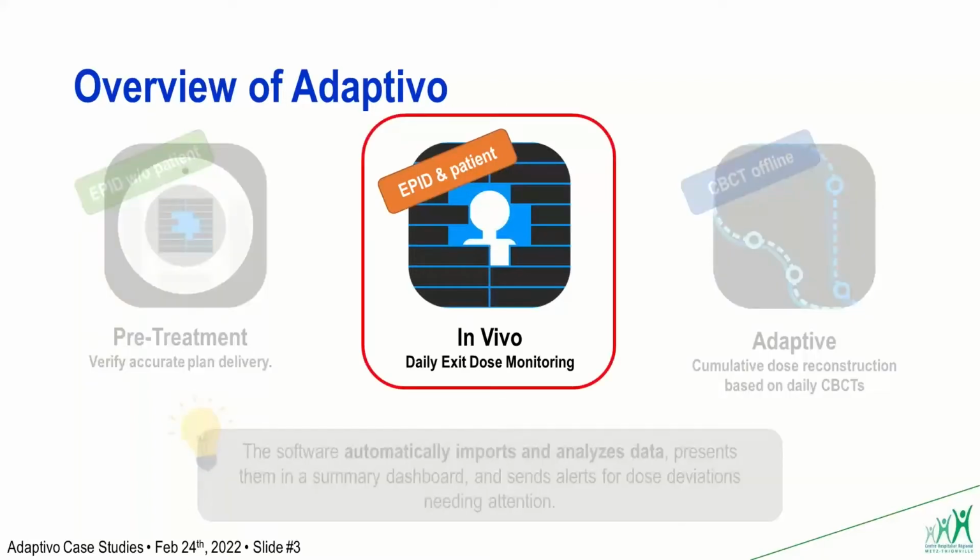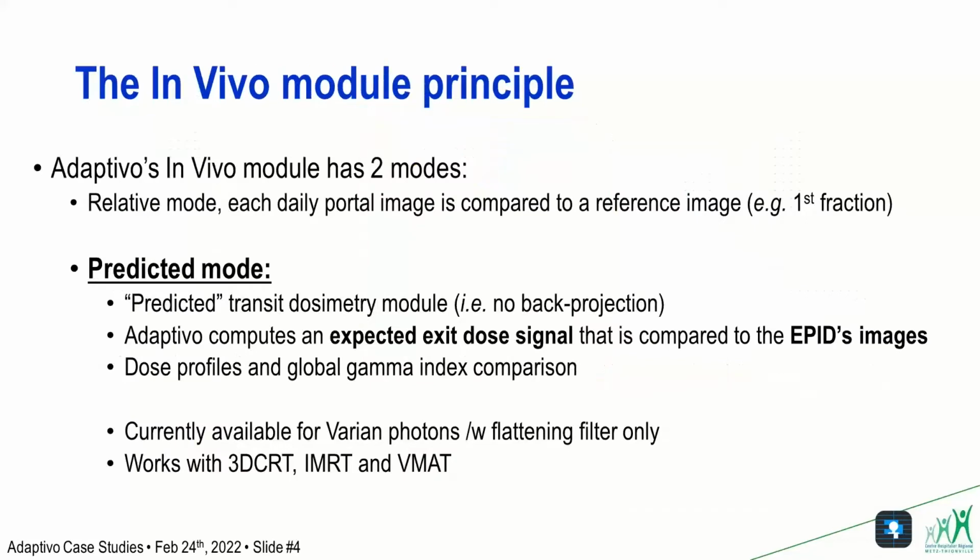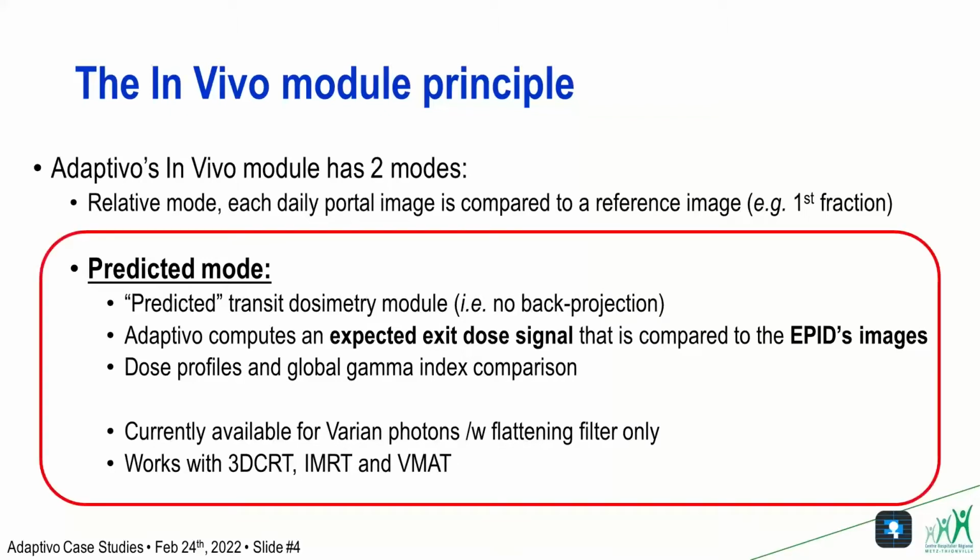Today, in this webinar, we'll focus on the In Vivo module, the predicted transit dosimetry module. The In Vivo module has 2 modes. First, a relative mode that we will not be talking about today, in which each daily portal image can be compared to a reference image, typically the first fraction image, but you can change that in the software. And then we have the predicted mode that we will be talking about today. As I said, it's a predicted transit dosimetry module.